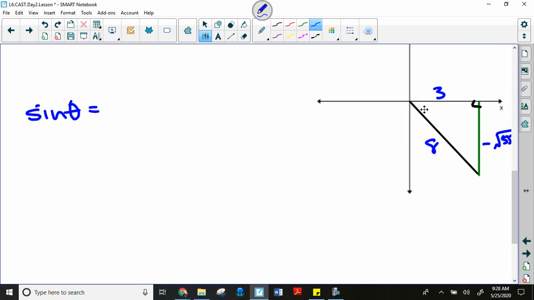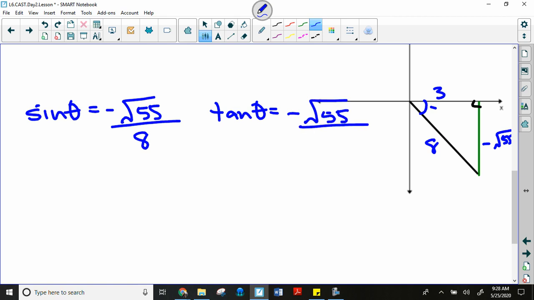Down here, sine of theta is opposite, negative root 55 over hypotenuse, which is 8. And then tan of theta is opposite over adjacent, negative root 55 over our adjacent side of 3.